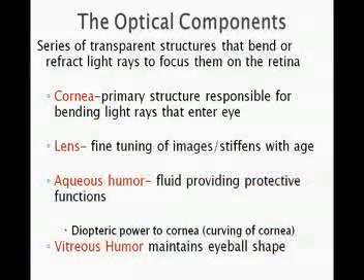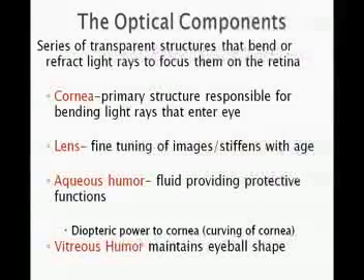So moving into the optical components within the eye, we already mentioned that the cornea is the primary structure and the lens is dealing with fine-tuning. The aqueous humor and the vitreous humor are 2 fluids, and really the only difference between them is their location. The aqueous humor is located in what's called the anterior chamber, which is a bit in front of the pupil and the iris, and the vitreous humor is located behind it.